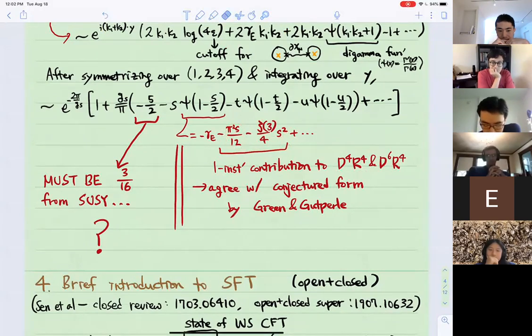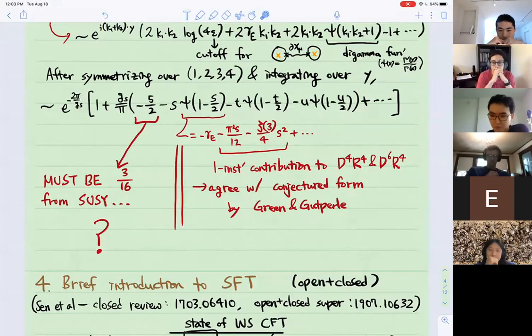And these non-trivial numbers like pi squared and the Riemann zeta evaluated at 3 perfectly match with the conjecture formed by Green and Gutperle. They conjectured the form assuming S-duality, supersymmetry, and the presence of the instanton corrections.